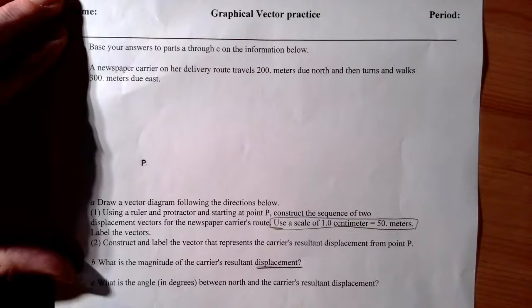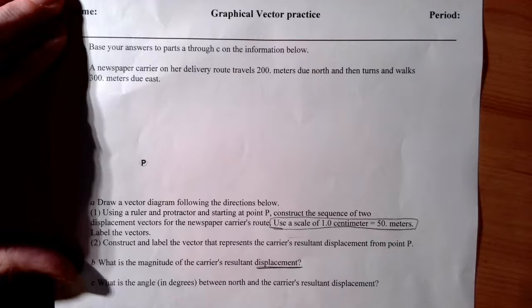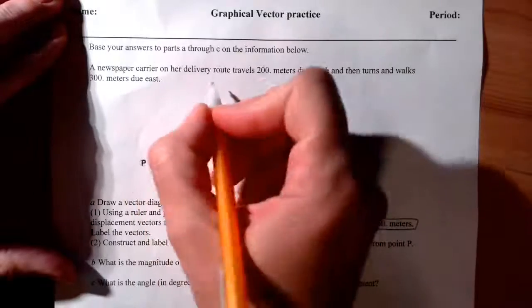So they actually have directions here. It says use a scale of 1 centimeter equals 50 meters. Let me show you how to do that. All right, so take your scale and make it into a ratio. We're going to use a ratio to do this.